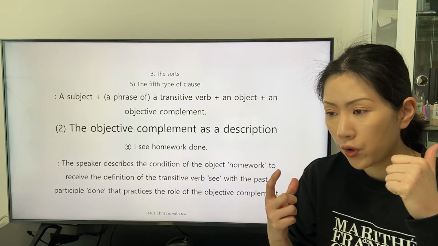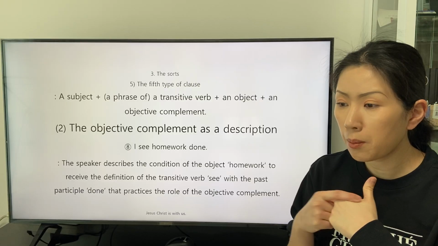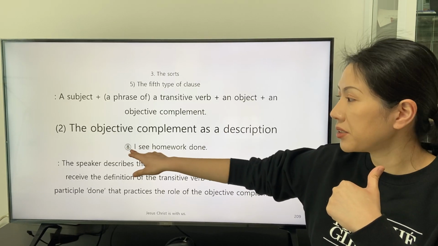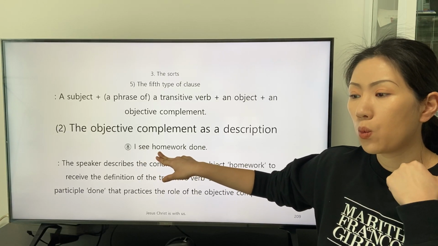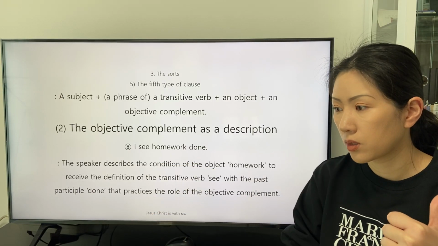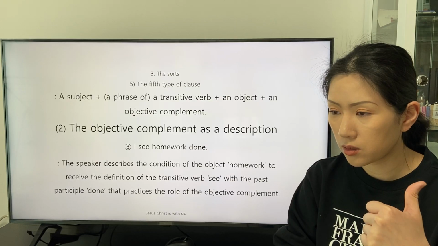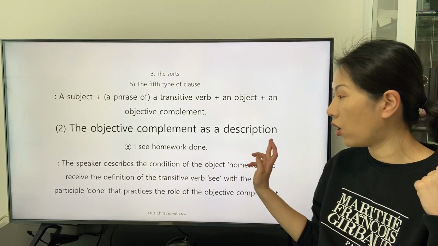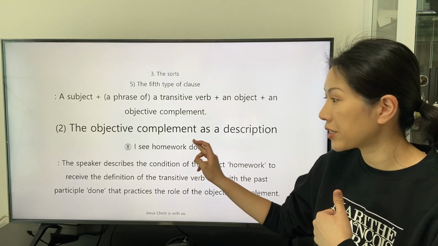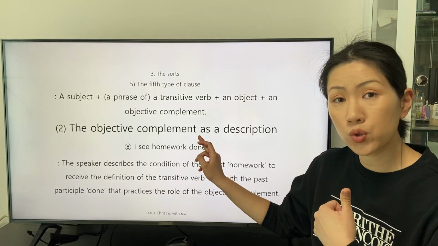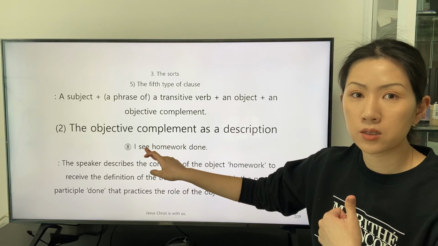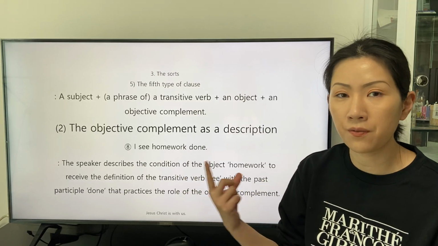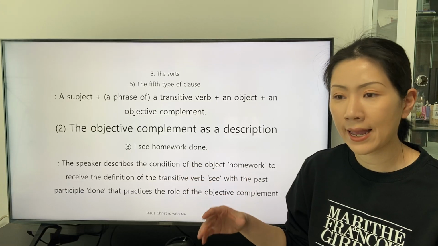And from the information about time revealed by the past participle, we can understand that the speaker actualizes the action to see the object which is already completed. In other words, the speaker sees the object after the unstated subject completes the action described by the transitive verb do for the object. This is the revealed information from the form of the past participle done as the objective complement.